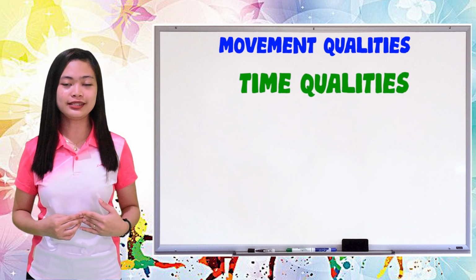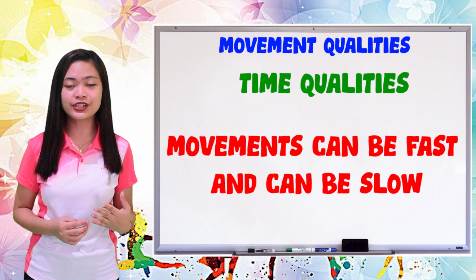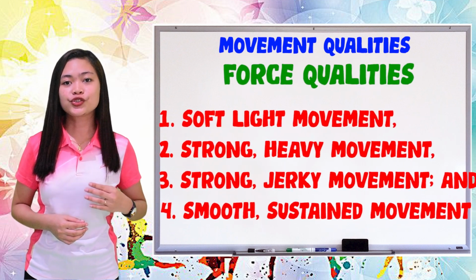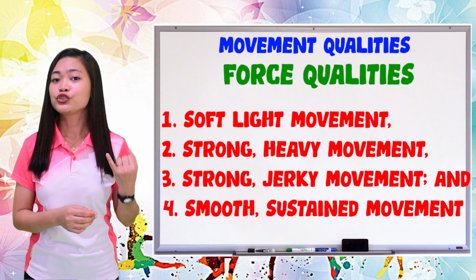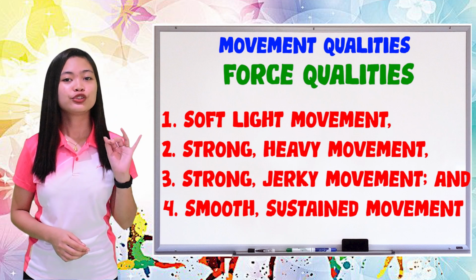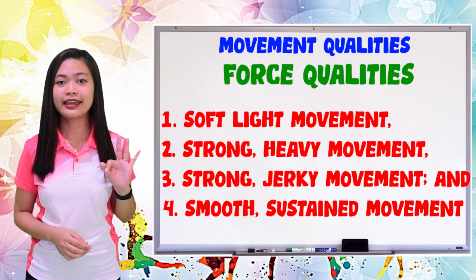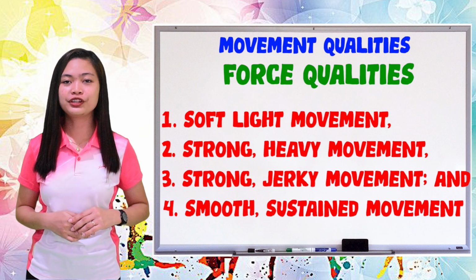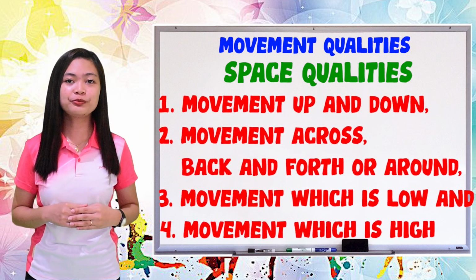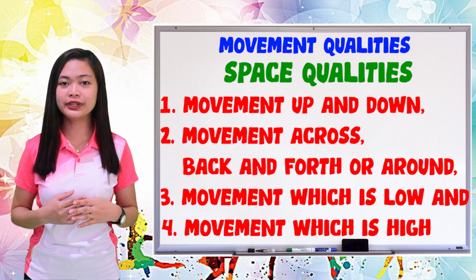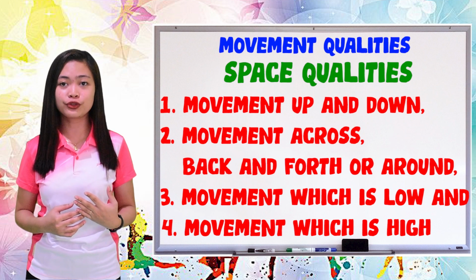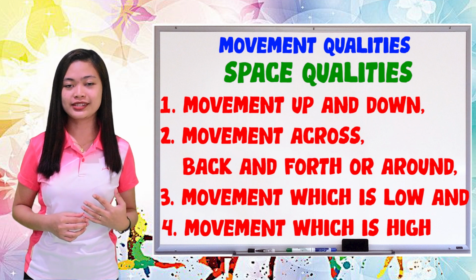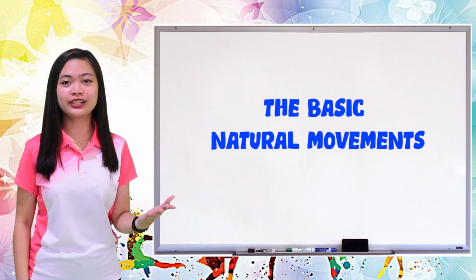For the time qualities, movements can be fast and can be slow. For the force qualities, we have a soft, light movement, strong, heavy movement, strong, jerky movement, and smooth, sustained movement. For the space qualities, movement up and down, movement across, back and forth or around, movement which is low, and movement which is high.